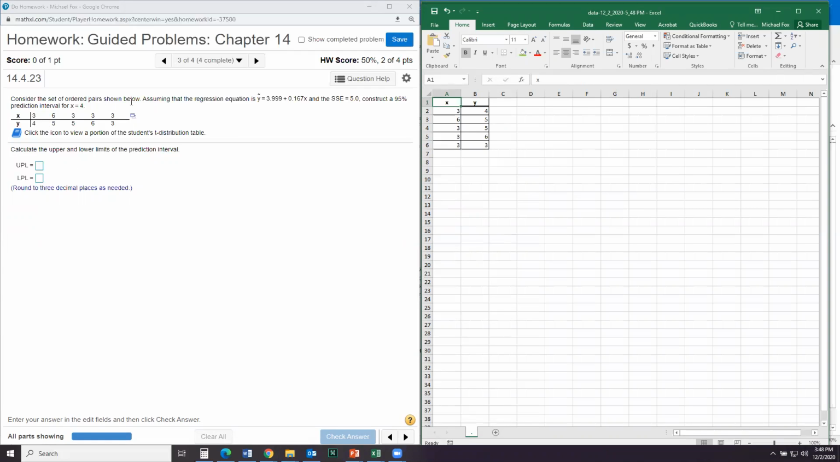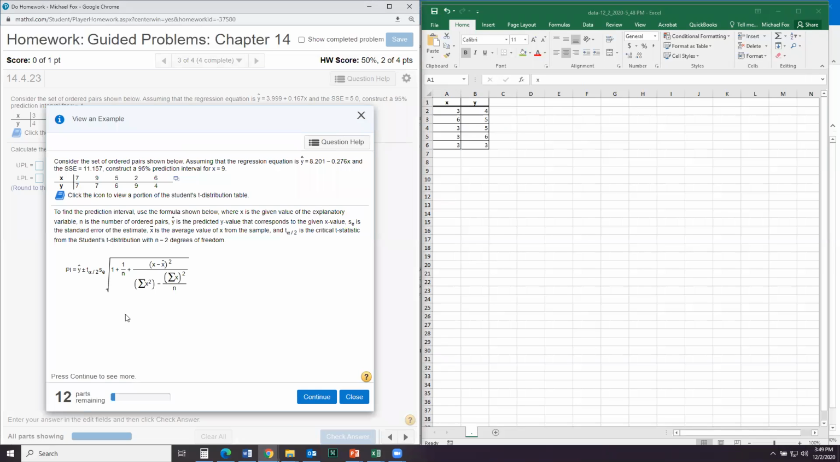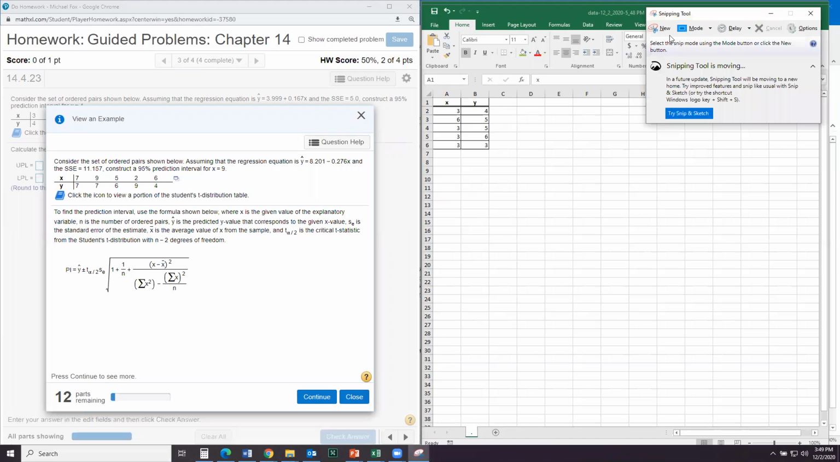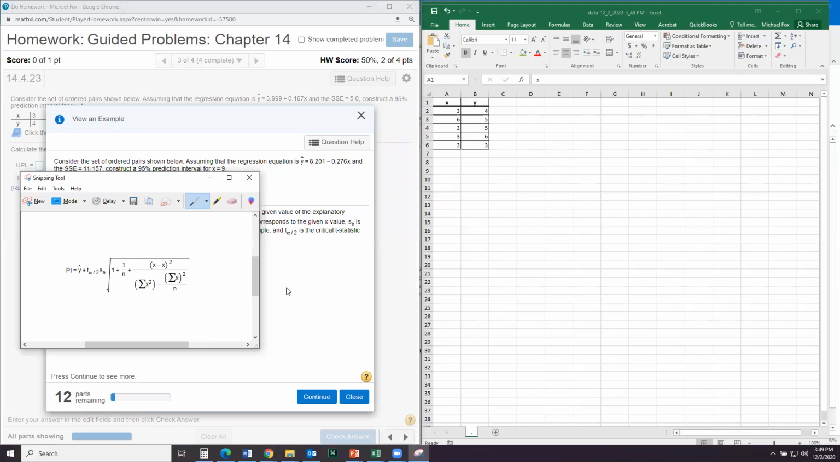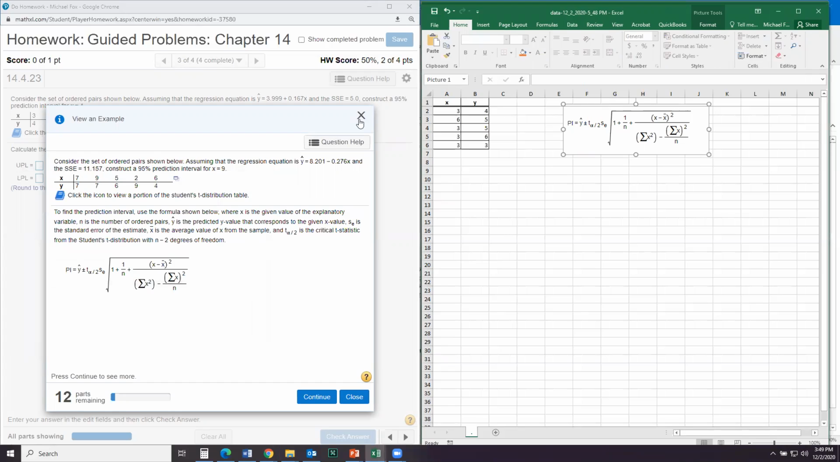So it says, consider the set of ordered pairs shown below, assuming that the regression equation is y hat equals 3.999 plus 0.167x. The SSE is 5.0. Construct a 95% prediction interval for x equals 4. So you can look up the formula for the prediction interval in your book, or you can look it up right here in View an Example, and it gives us the formula right here. To make my life a little easier, I sometimes take my snipping tool and copy that little formula right out of there, hit Control-C for copy, Control-V for paste, and now I have my formula right here that I can refer back to in Excel.